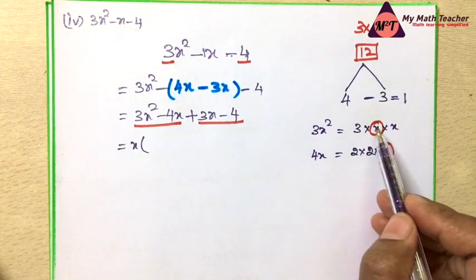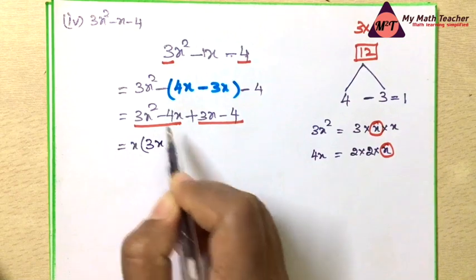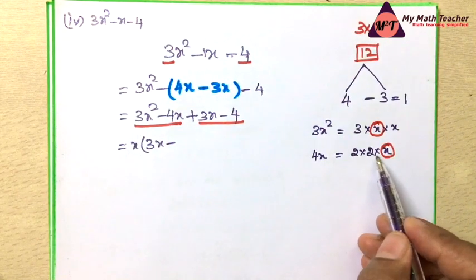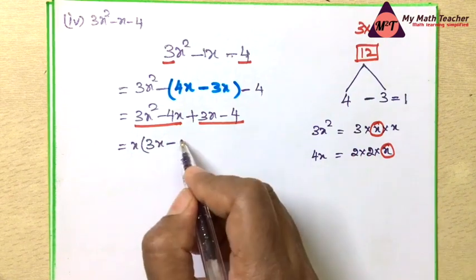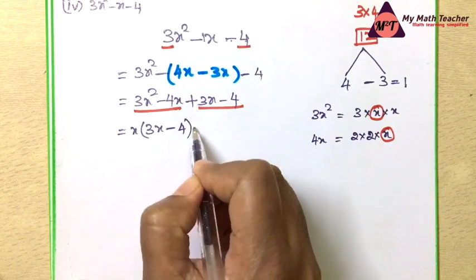If you have removed x from 3x square, what is remaining? Only 3x. Okay, minus 4x. You have taken away this x as common. What will be remaining? 2 into 2, that is 4. Now write the next symbol, that is plus.